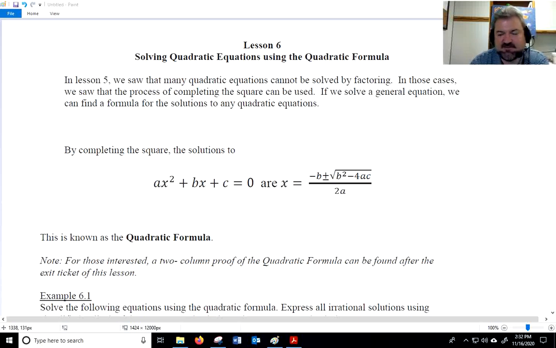Hi, welcome back. This is lesson 6 in unit 5 of our Algebra 2 course. This unit is all about quadratic expressions and equations. And in this lesson, we're going to learn about the famous quadratic formula.